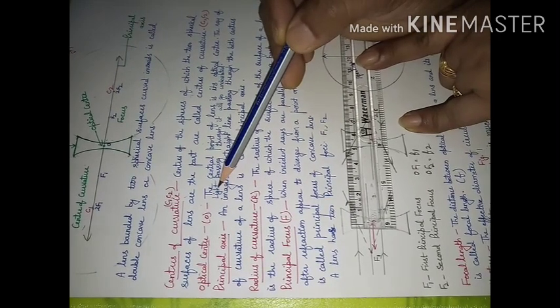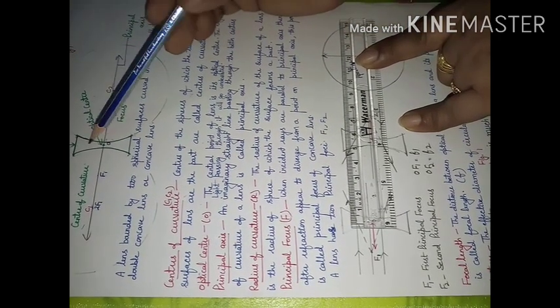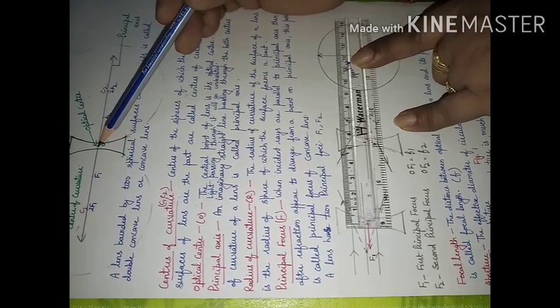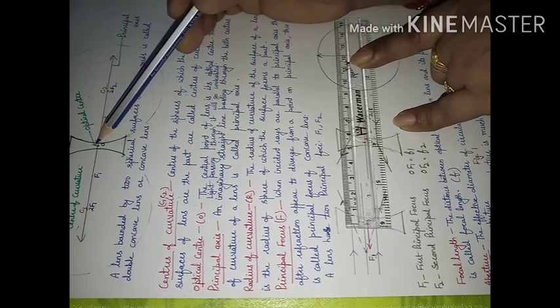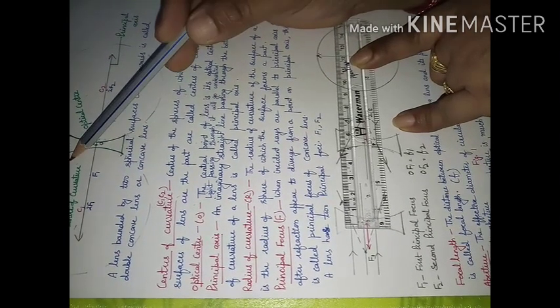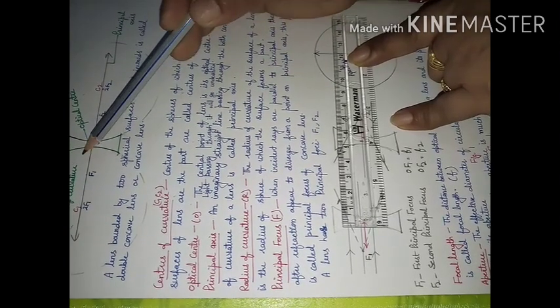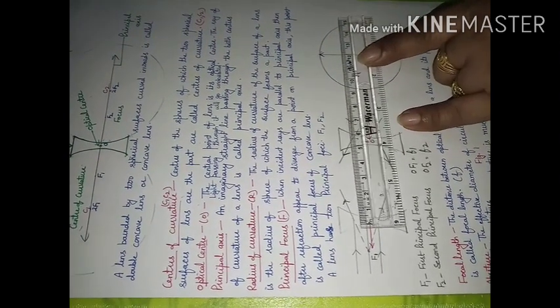What is the optical center? The central point of this lens will be known as the optical center. And what is the property of the optical center? Any ray of light that is passing through the optical center will go undeviated.